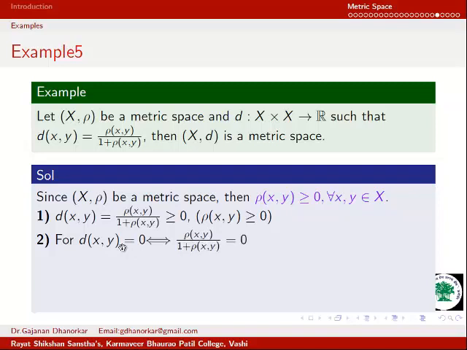Now this is the second condition. D(x,y) equal to 0 means ρ(x,y) / (1 + ρ(x,y)) as per definition is equal to 0. Again numerator divided by denominator is 0, therefore we take the numerator equal to 0, and this is ρ(x,y). This ρ(x,y) is equal to 0, and given that ρ is a metric, it satisfies all the conditions of a metric. Therefore as per the second condition of the metric ρ, ρ(x,y) equal to 0 means x is equal to y. We write x = y. That means D(x,y) equal to 0 and we get x equal to y. This is nothing but our second condition.